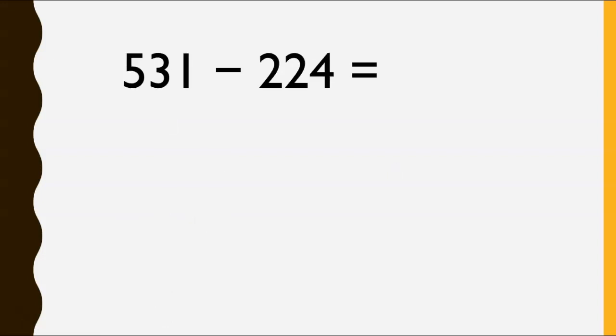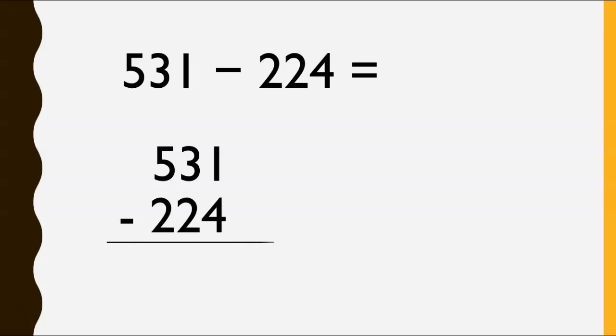Okay, let's set this one up vertically. 531 minus 224 equals. Are we going to go from left to right or right to left? Right. We are going right to left because if we have to borrow or take away from one of the other numbers, it's going to make us kind of mess up here if we go from left to right.